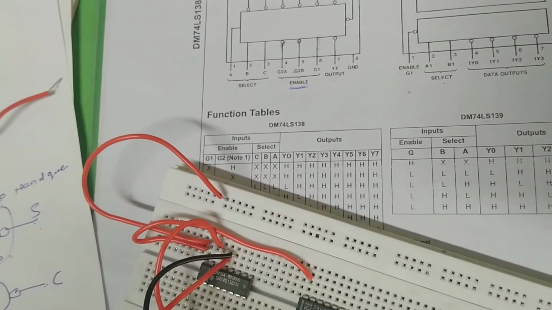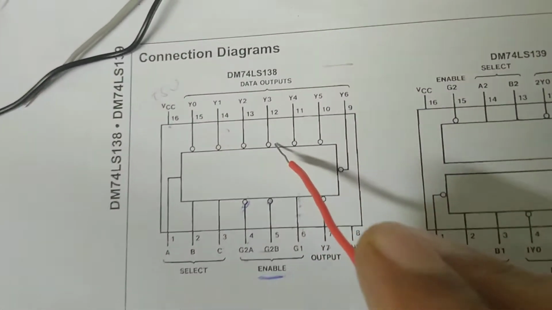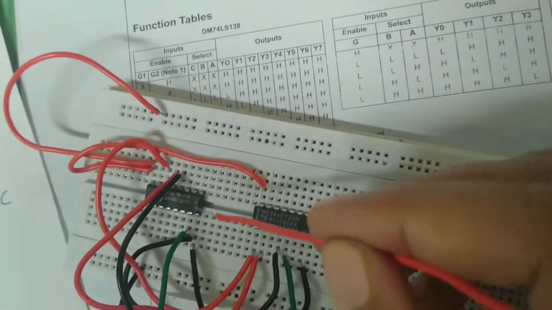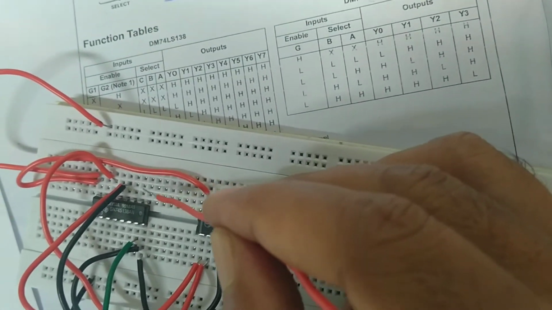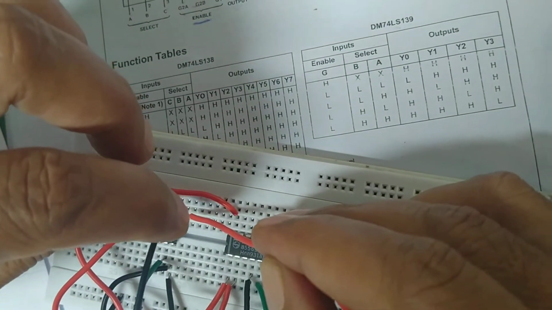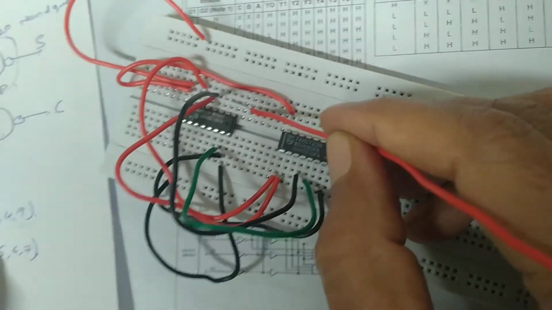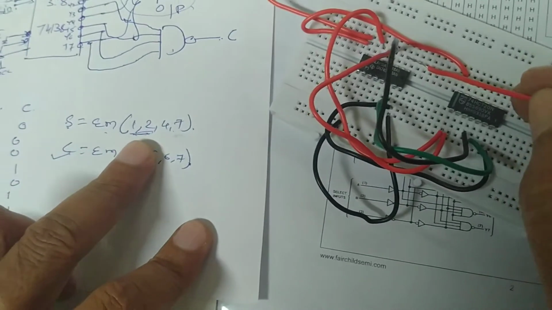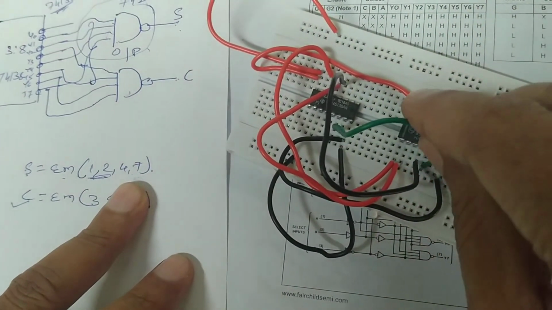Now Y3 output, where is the Y3 output present? Y3 is present at number 12. So where is number 12? You can see this. This is 1 to 8. This is 9. This is 10. Something is wrong. 1, 2, 4, 7 was there. 7 we have taken over here.